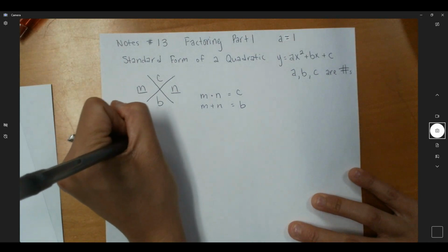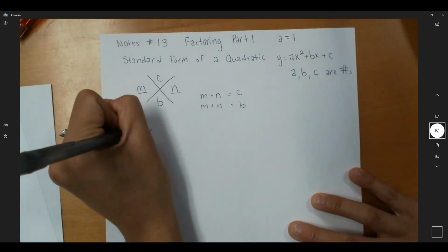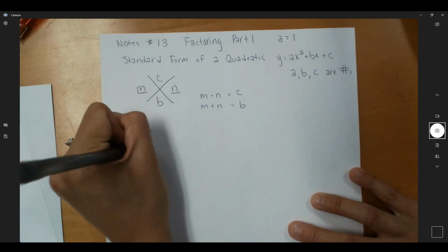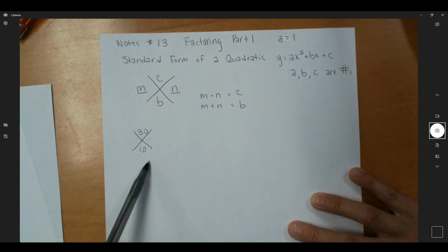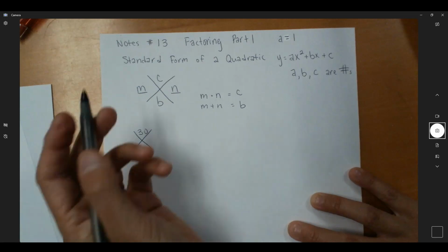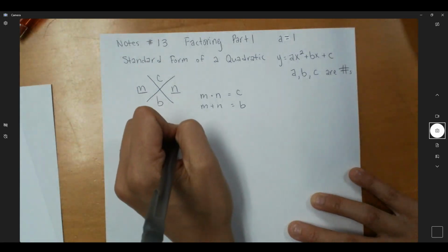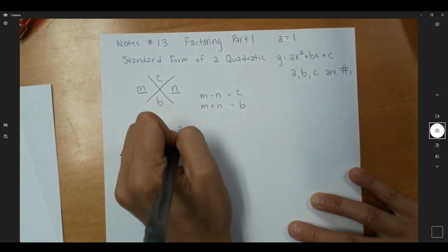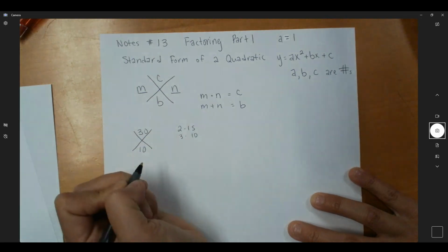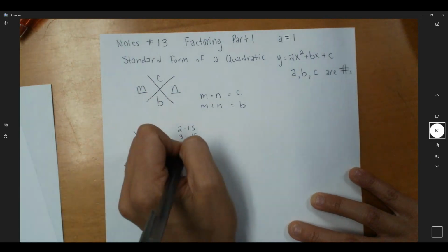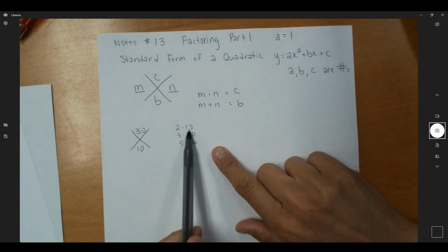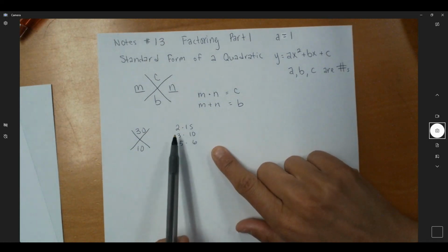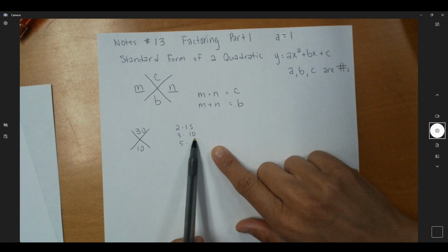So a good one would be 30 and 10, like I said earlier. What multiplies to be 30 and adds to be 10? So you can think of multiples of 30. So you've got 2 times 15, 3 times 10, not 4, 5 times 6. So these are different options. So if you were to add these together, you would get 17. If you were to add these together, you would get 13.